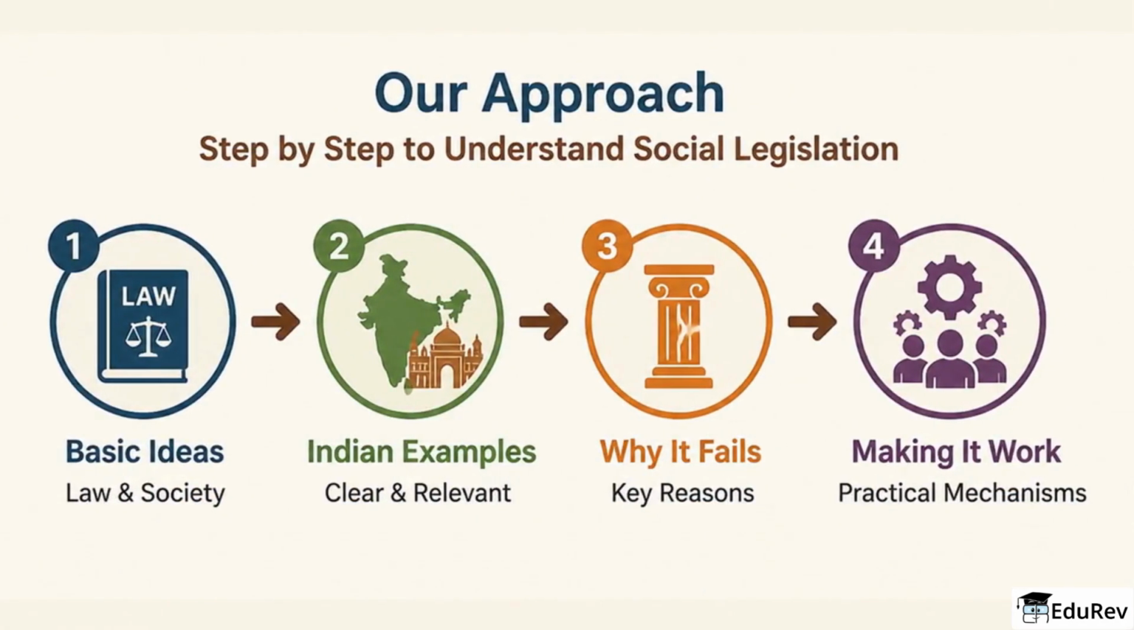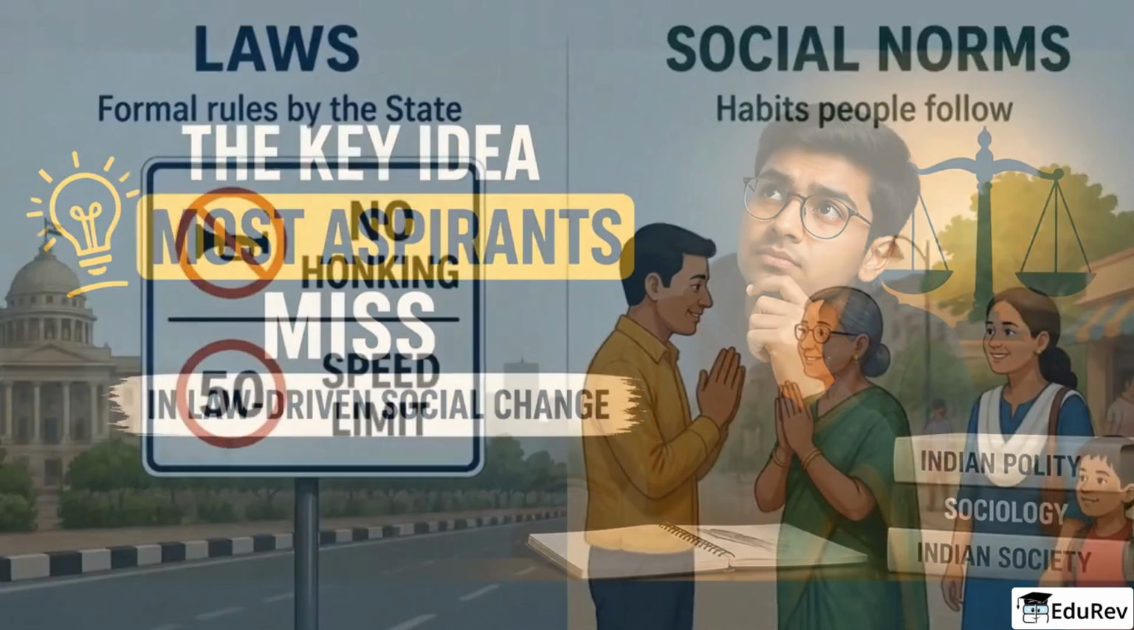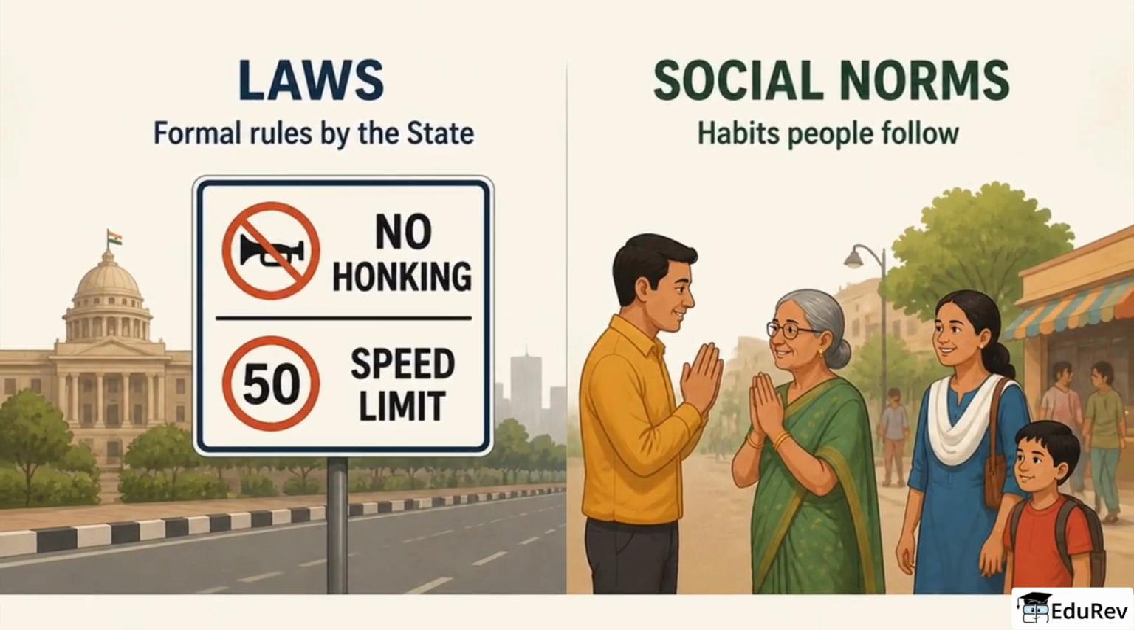We will start simple and build up. First, the basic ideas about law and society, then clear examples from India, then reasons for failure, and finally, practical mechanisms to make laws work. And towards the end, we will understand a key idea that most UPSC aspirants miss when they write about law-driven social change.